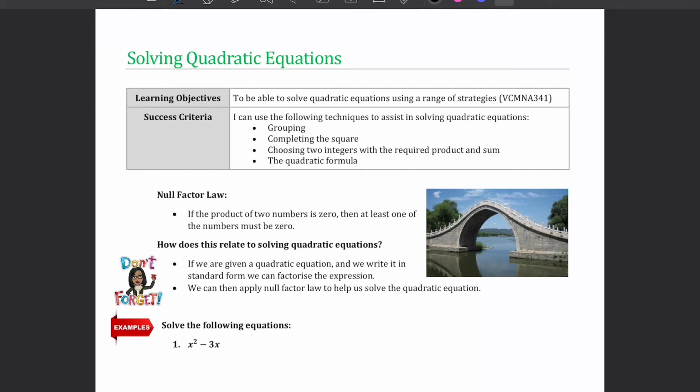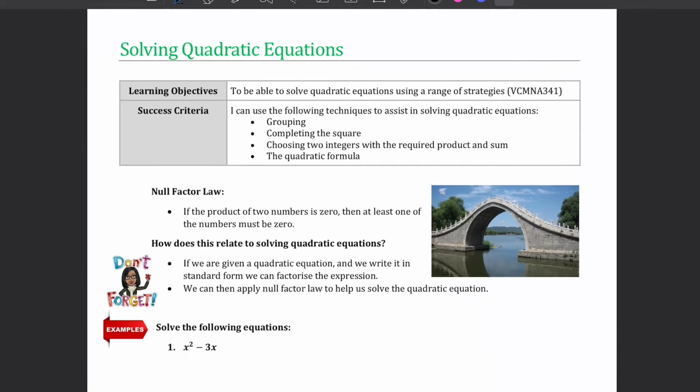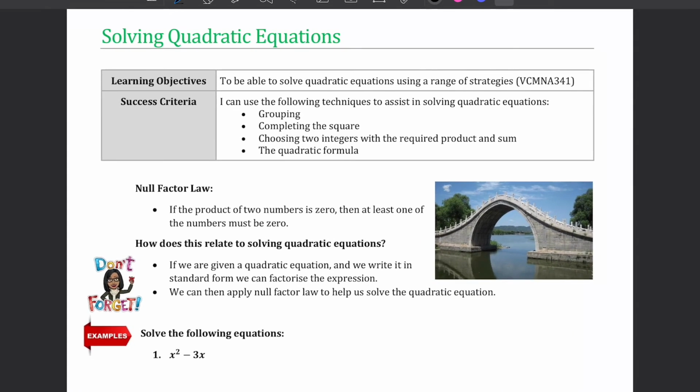In this video, we're going to be looking at solving quadratic equations. So the learning objective here is to be able to solve quadratic equations using a range of strategies. And the success criteria here will be that you'll be able to solve quadratic equations using a variety of techniques, such as grouping, completing the square, choosing two integers with the required product and sum, and the quadratic formula.